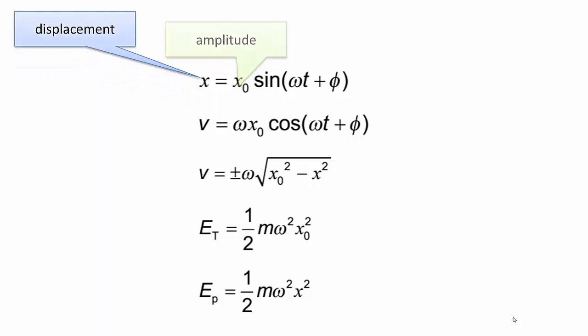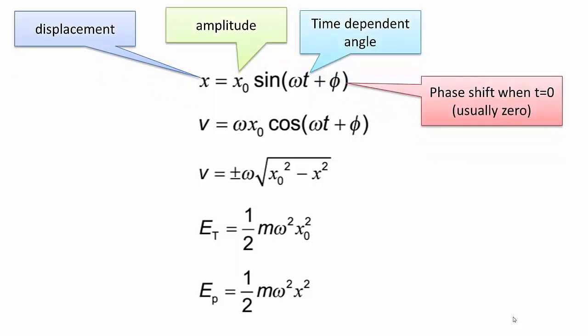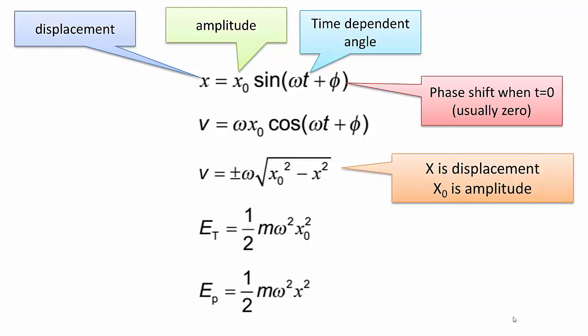These are the formulas that go with this topic, and let's just quickly go through each one. This one we've addressed already: displacement, amplitude, the time-dependent angle, and the phase shift. And it's the same for the cosine. For the velocity, it gives the cosine. Now this one is v is equal to plus or minus omega times the square root of x naught squared minus x squared. So x is the displacement and x naught is the amplitude. This is another way of expressing the velocity.